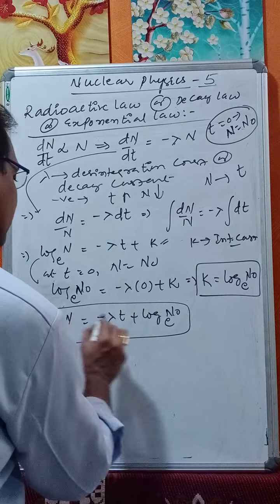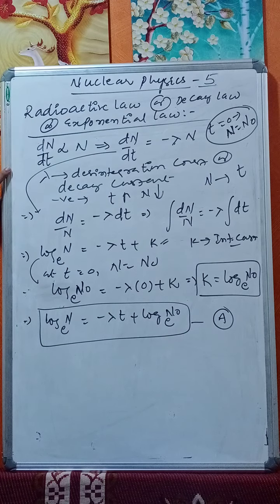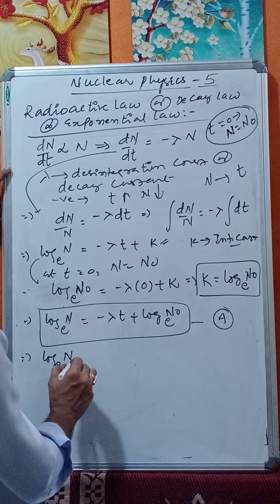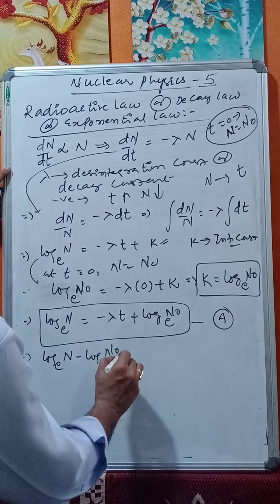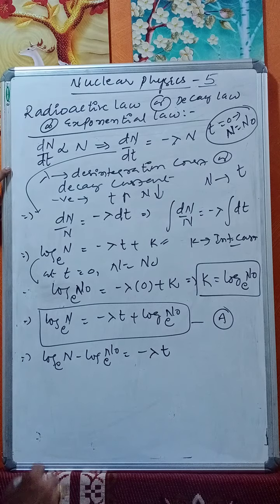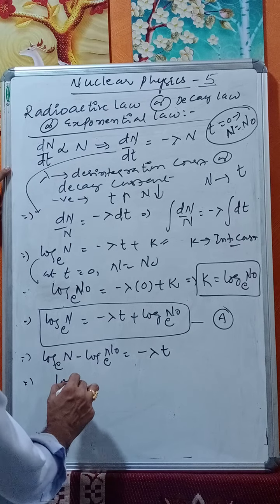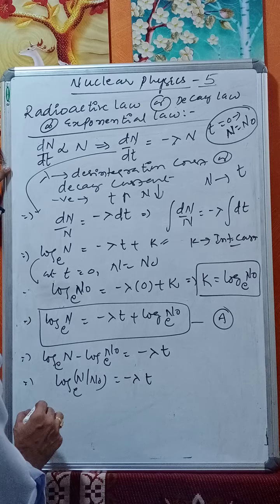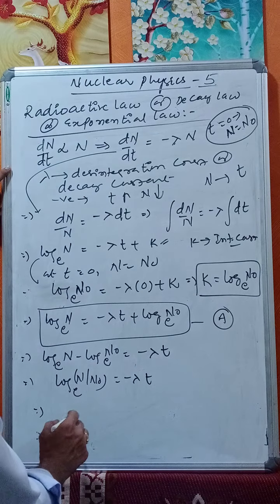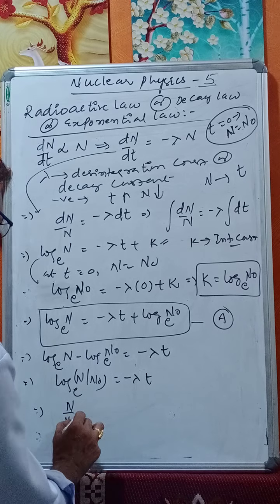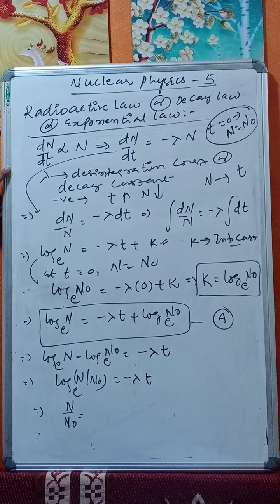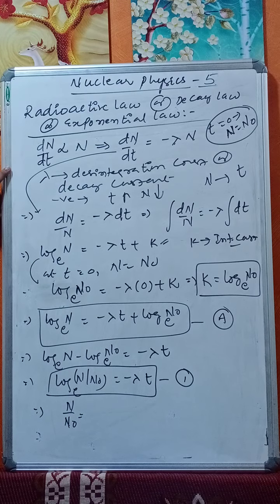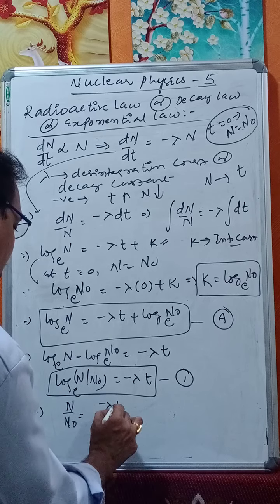So keep this equation aside, take it as A. Now from this equation, log N to the base e minus log N naught to the base e is equal to minus lambda t. Log a minus log b is log a by b, so log N by N naught to the base e is equal to minus lambda t. Let us take it as equation 1. Therefore, N by N naught is equal to e power minus lambda t.